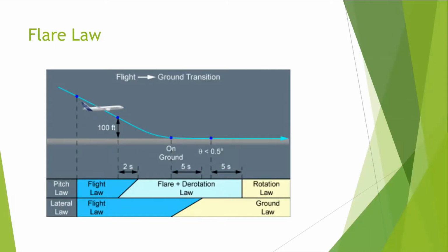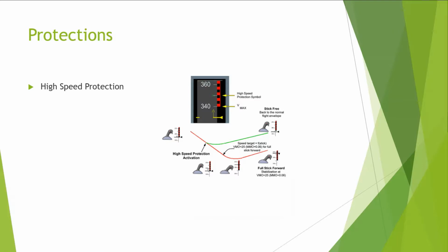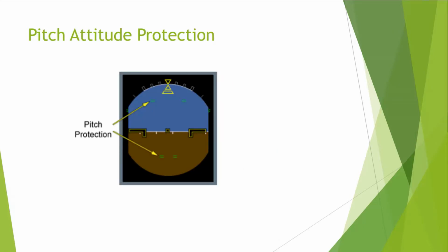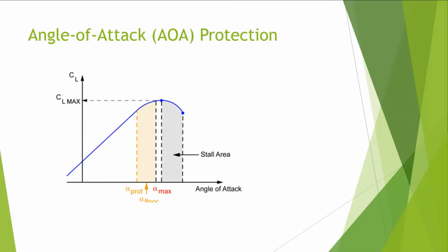And also for the normal law, we have protections. We have high speed protection to limit the possible speed, whatever the stick input. And also we have pitch attitude protection, which is to enhance the effectiveness of angle of attack and high speed protection in extreme conditions. And also we have angle of attack protection to ensure safe flight and good handling characteristics at high angle of attack.